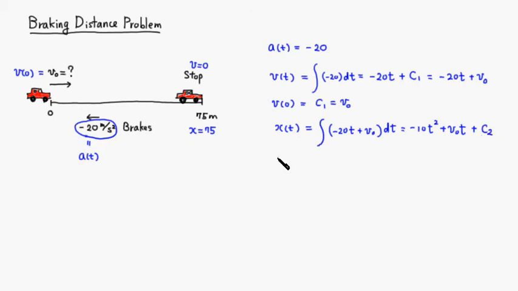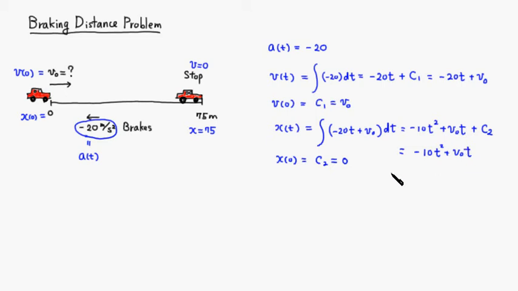But we know that initially the position is 0. So x of 0 is equal to 0. If you plug in 0 here, those terms are 0, and you just get c2, which happens to be 0. So the position function is really just negative 10t squared plus v0t.